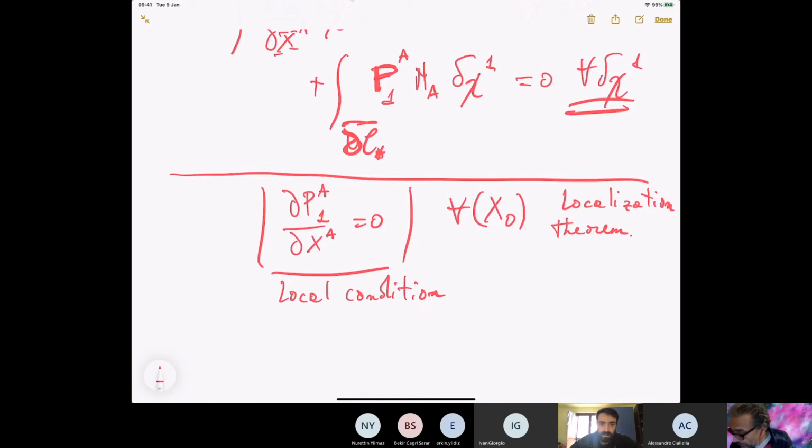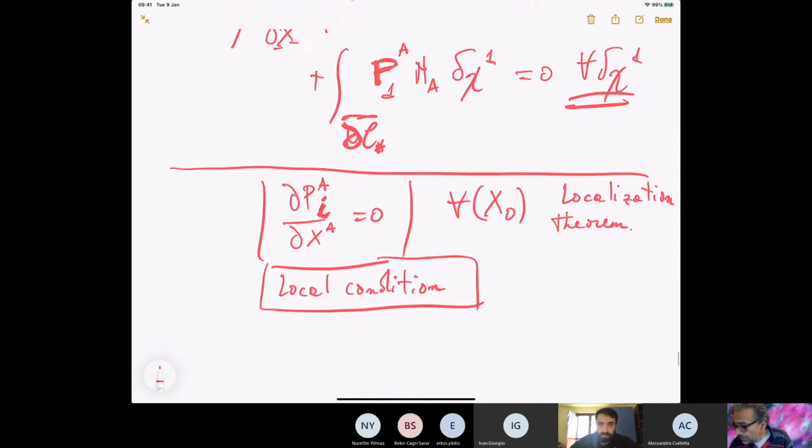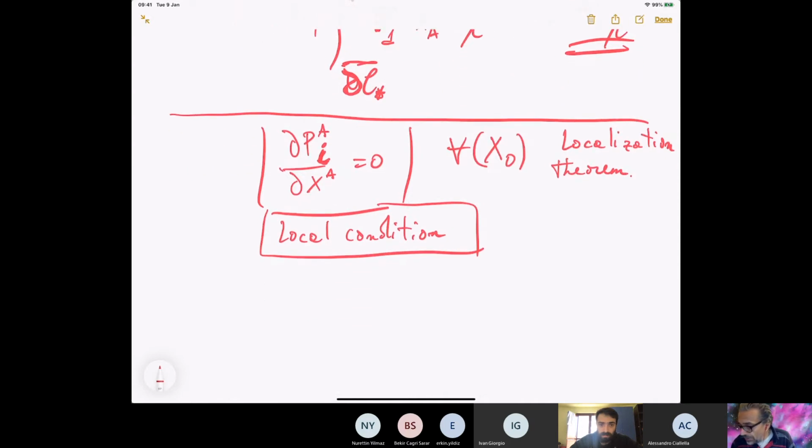Okay, as this is true for every i, now mathematicians could be very upset. I am being very brutal for ending this argument now. So somebody writes this like divergence. This is a shortcut, divergence of P equal to zero.